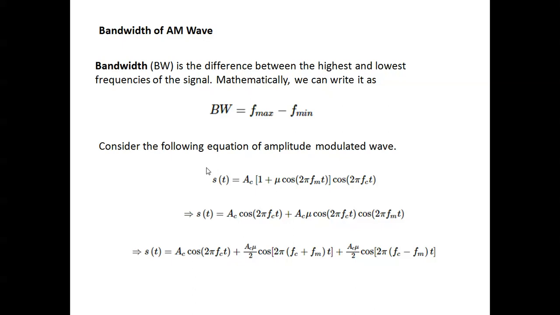Then the bandwidth of AM wave. The formula for the bandwidth of AM wave is maximum frequency minus minimum frequency, the difference between the highest and lowest frequency of the signal. That is called the bandwidth of AM wave.